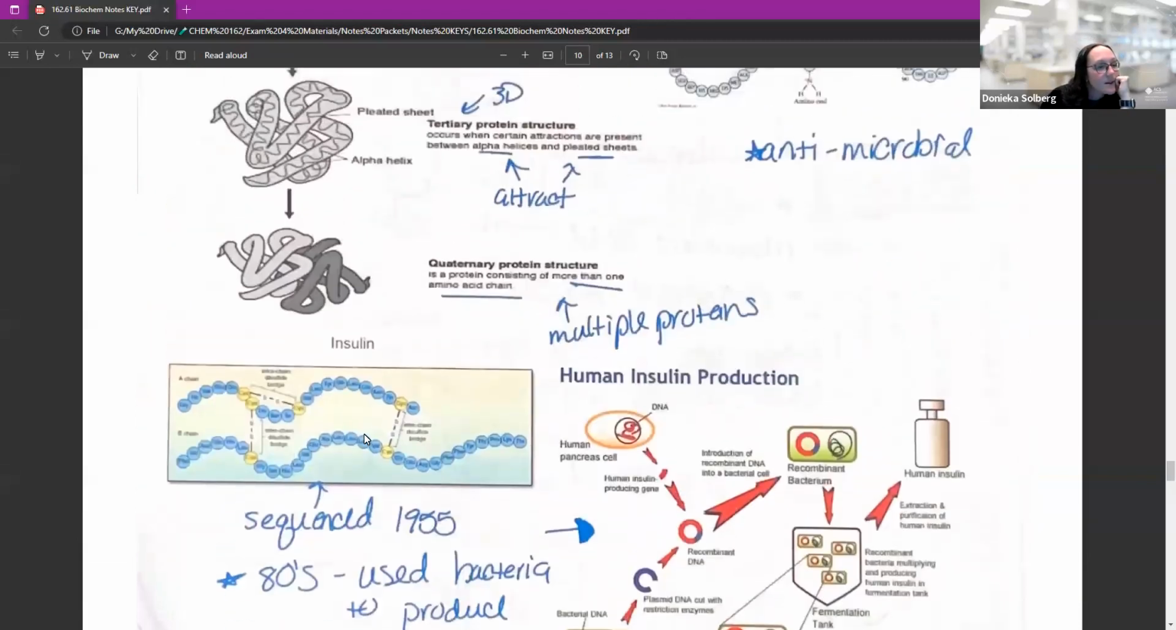Okay. I think that label was here for insulin. Yeah, I don't know if it's quaternary or not. Hang on. Yes, I just double checked myself that insulin does have a quaternary protein structure, multiple units come together.